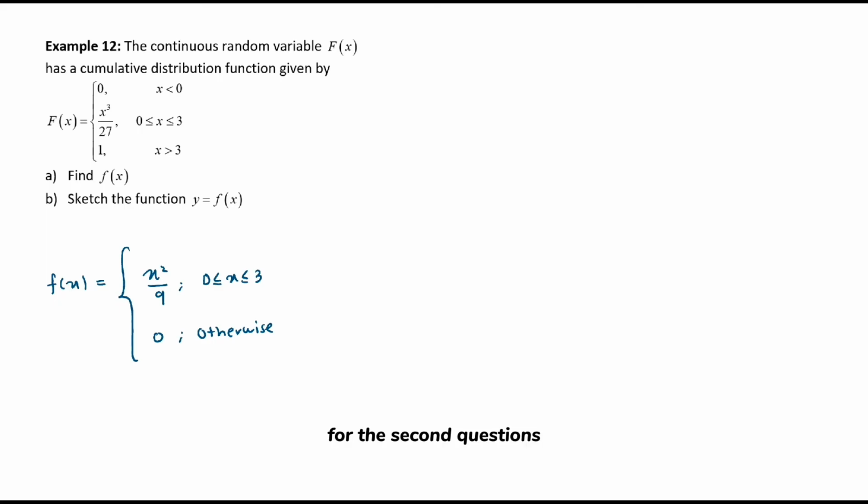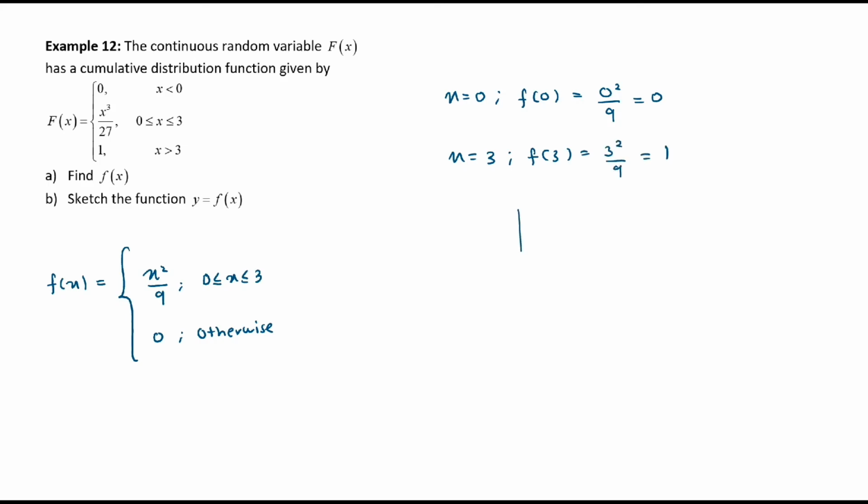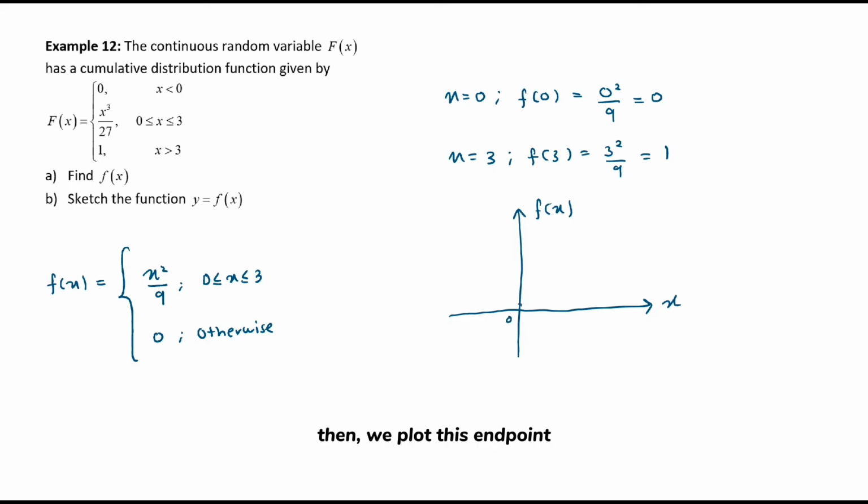For the second question, we want to sketch the probability density function. Let's start by finding the endpoint for each interval. When x equals 0, f of 0 is 0. When x equals 3, f of 3 is 1. Then, we plot these endpoints. We connect these endpoints by sketching a quadratic curve. Then, we sketch a horizontal line for otherwise.